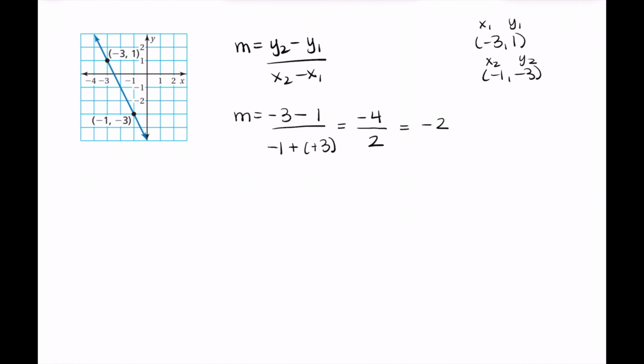And let's just go through graphically and make sure that that is correct. For -2, we go down 2 over 1, down 2 over 1, and we see that we get both of the coordinates that we had initially started with. So that means that our answer here is correct. And that wraps up our practice problems for today.